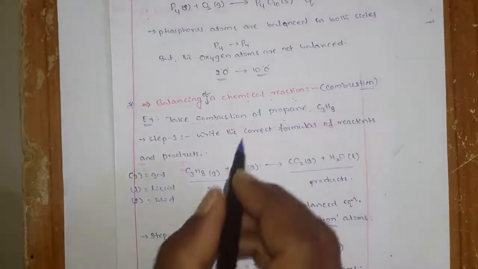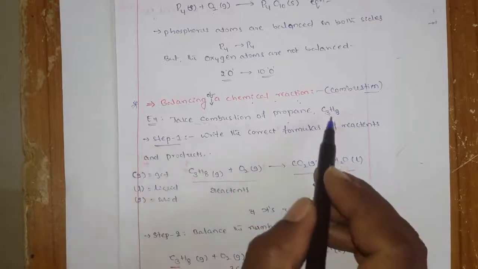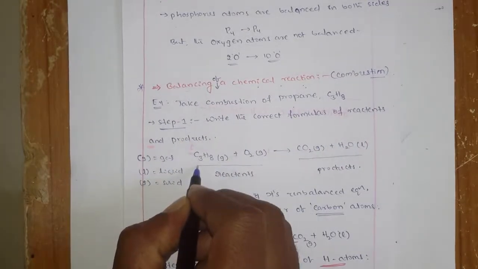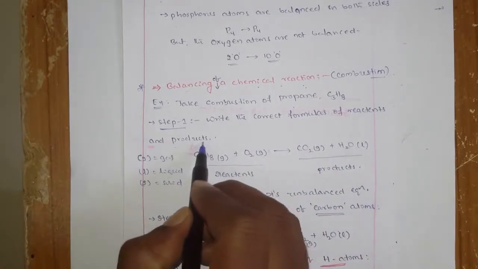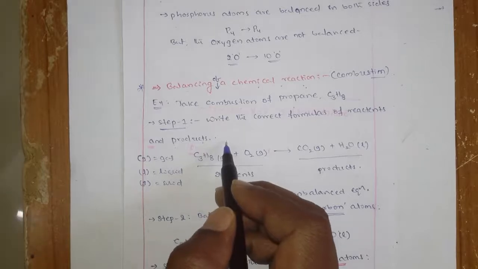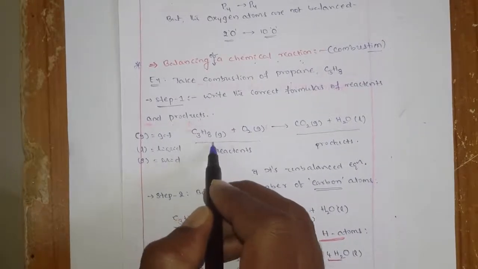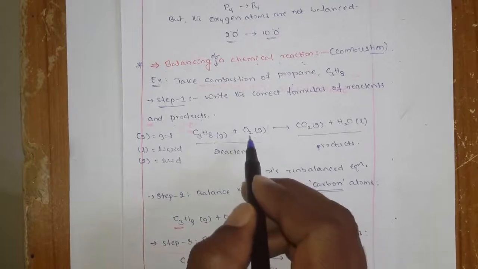Okay, combustion. So in step 1 what do we have to do? There is a reaction, you see here, this is the reaction. So write the correct formulas of the reactants and the products. So first we have to write the proper equation with the proper formulas. Okay, so the reactant is C3H8, this is propane, and reacting with the oxygen, it is burning, right? To burn, we need oxygen, right?